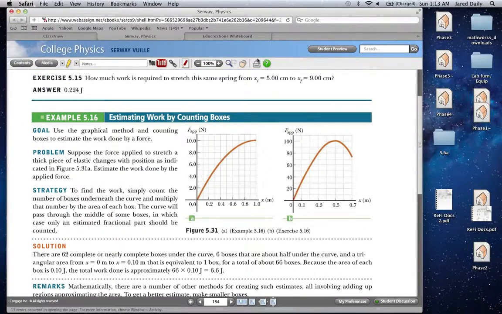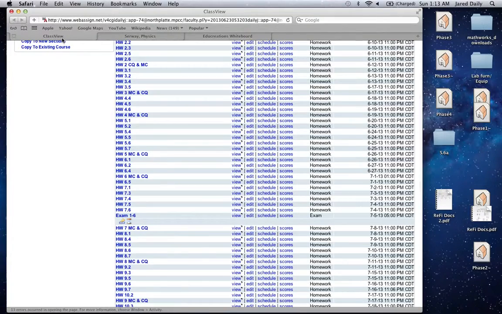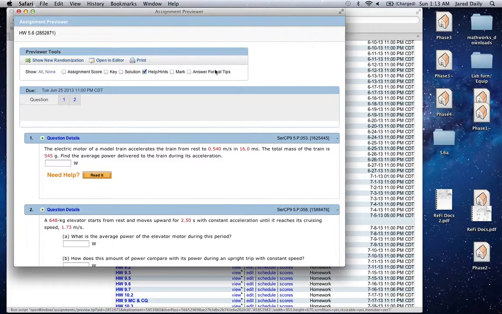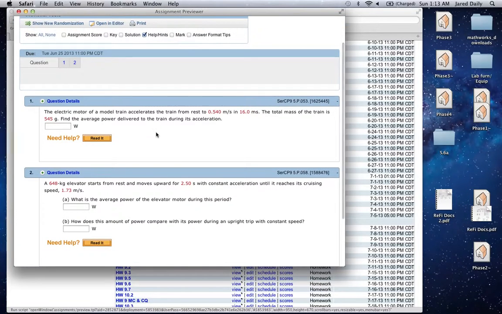So that is the end of chapter 5. Let's go take a look at the homework really quick. So look at 5.6. In 5.6 we have only two problems.